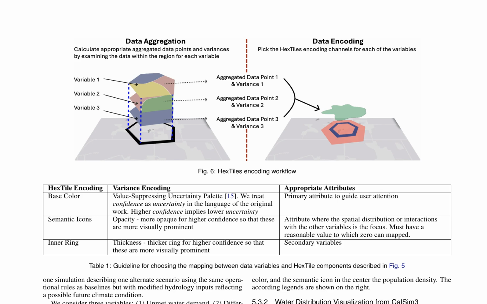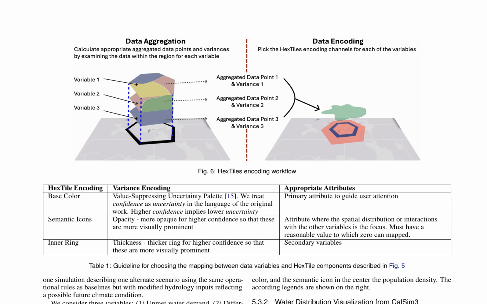The HexTile encoding workflow is illustrated in Figure 6, where the base color, semantic icons, and inner ring thickness are used to represent different data variables. The authors provide guidelines for choosing the mapping between data variables and HexTile components in Table 1.